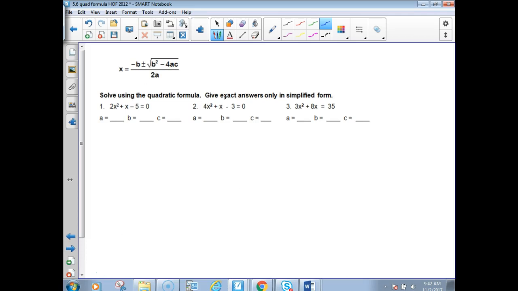All right. Solve using the quadratic formula, give exact answers only in simplified form. That means radical form. That's why we've already practiced radicals. So for this problem, a is 2, b is 1, and c is -5. You memorize the formula and you say, well, x could be the opposite of b, which would be -1, plus or minus the square root of b squared, which is 1 squared, minus 4 times a, which is 2, times c, which is -5. That is going to be all over 2 times your a value, which is 2 times 2.